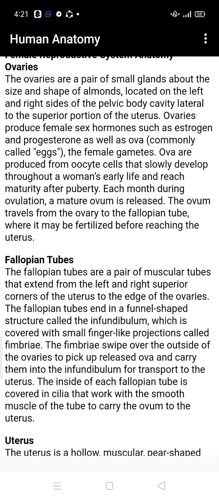The fimbriae sweep over the outside of the ovaries to pick up released ova and carry them into the infundibulum for transport to the uterus. The inside of each fallopian tube is covered in cilia that work with the smooth muscle of the tube to carry the ovum to the uterus.